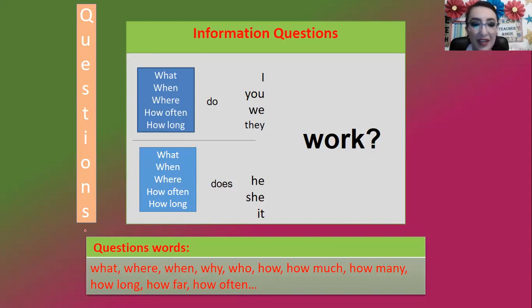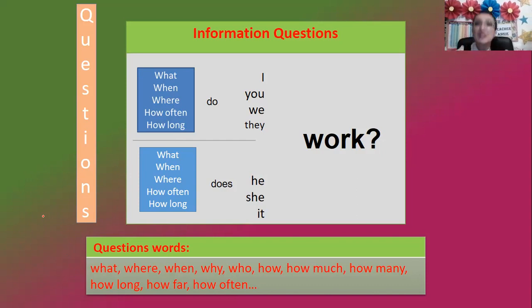We are going to be having these question words: what, where, when, why, who, how much, how many, how long, how far, how often. Remember that you are going to make use of these question words in order to ask for more specific information. What do you do at work? When do you go to the church? What does she do every Saturday? How often does my sister go to the dentist?